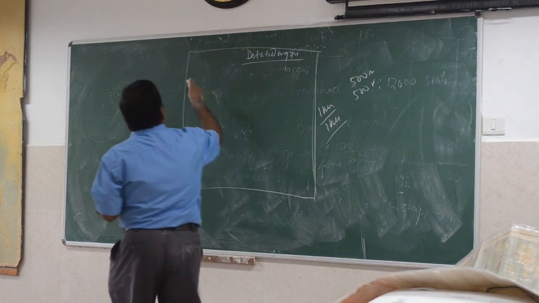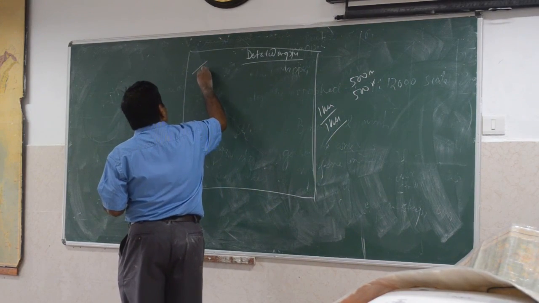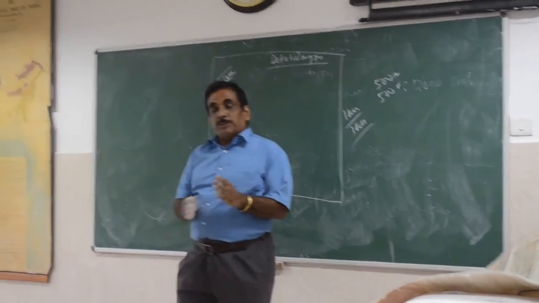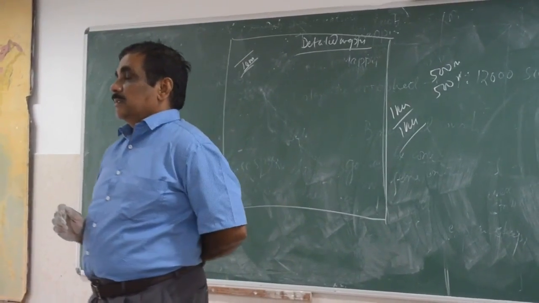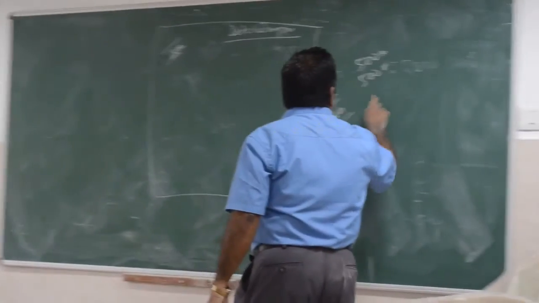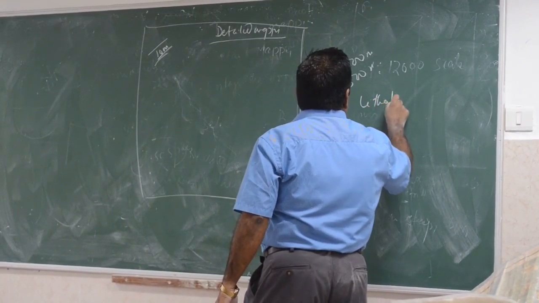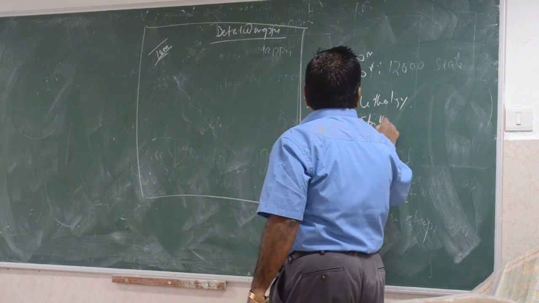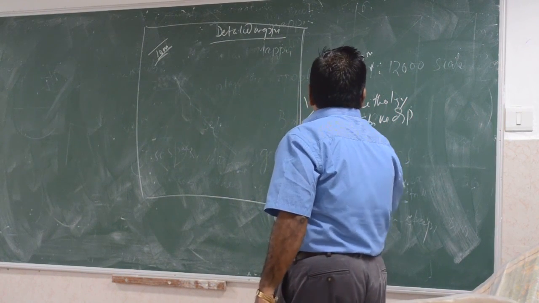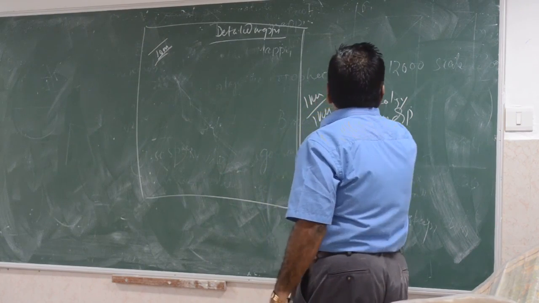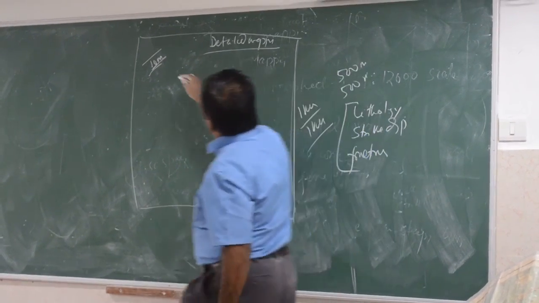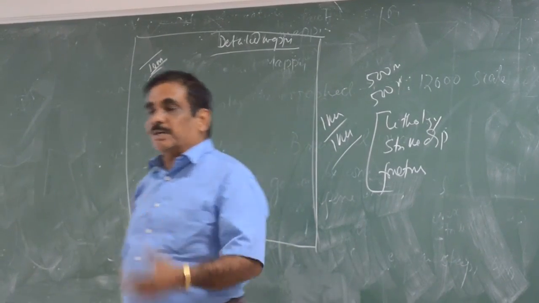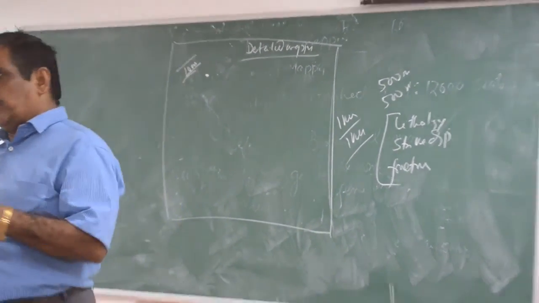If you have to do detailed mapping in such a small area, you have to collect data almost at every 10 meter interval. What data? Three data: lithology, what is the rock; strike and dip; and structure. These are three readings you should collect. You are here right now, you look at your point. Now the GPS has come. GPS can give you a very accurate location.